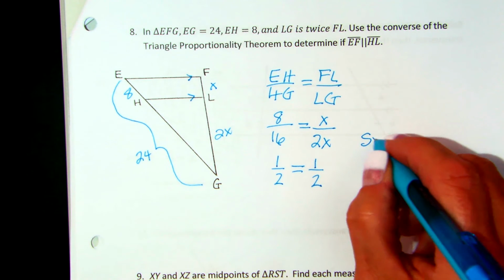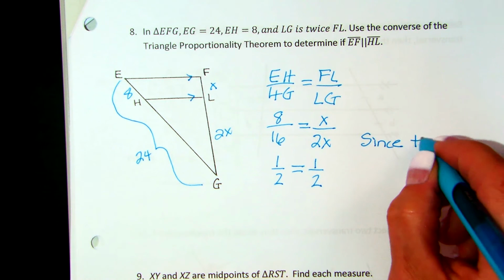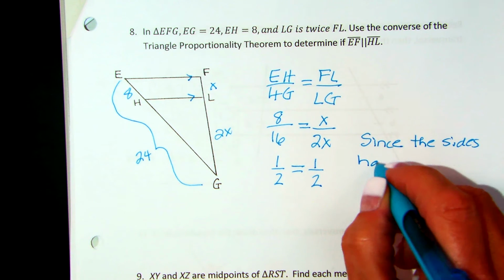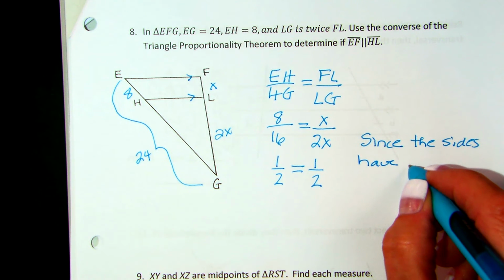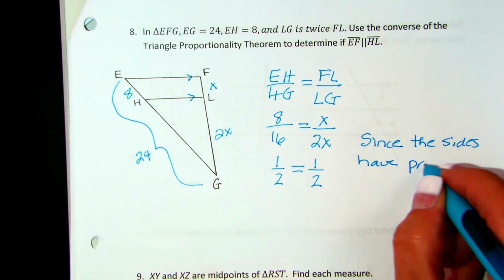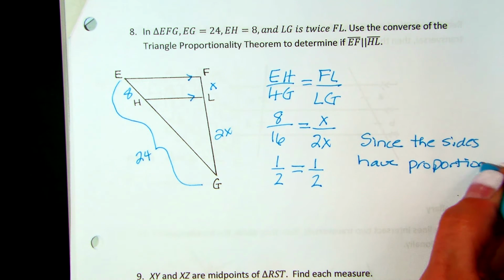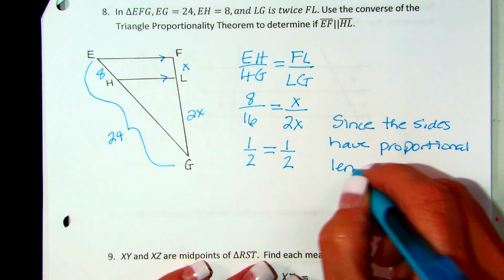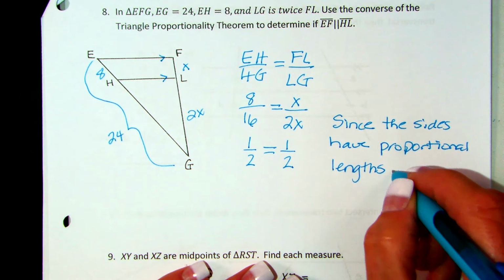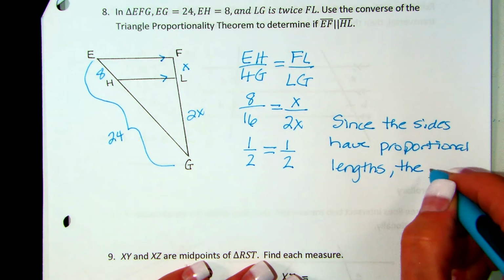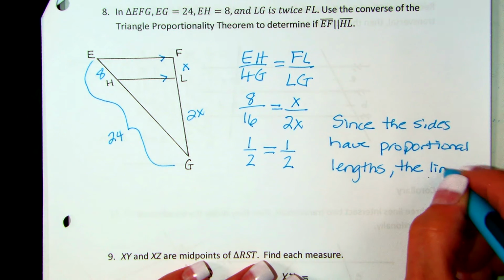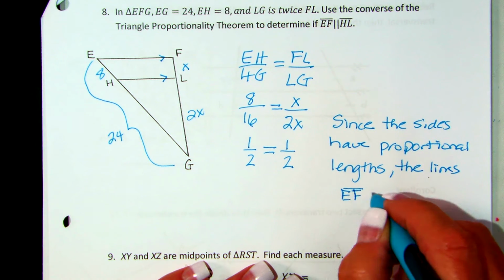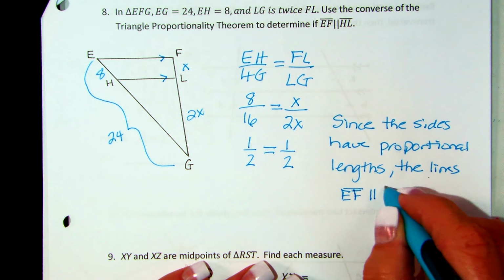So since the sides have proportional lengths, EF, or line segments EF, is parallel to HL.